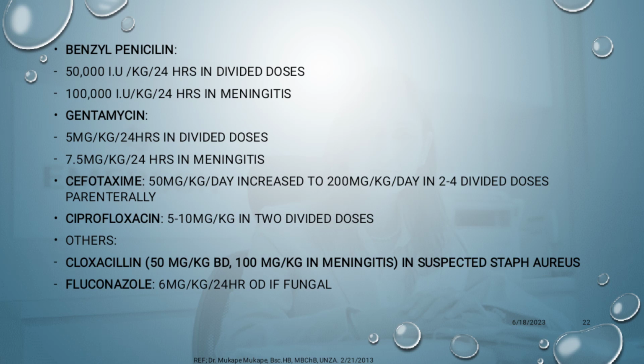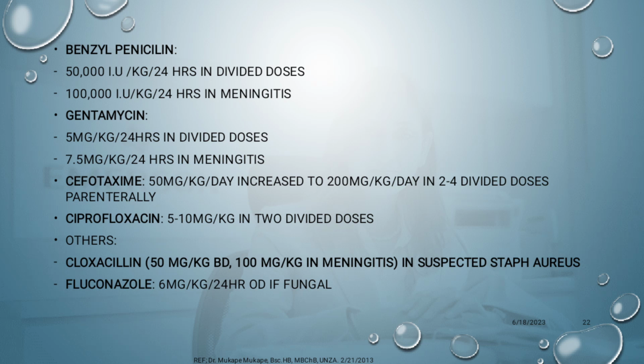For benzylpenicillin, which is X-pen, you can use 50,000 international units per kg per 24 hours in divided doses, or 100,000 per kg in 24 hours in meningitis. Like I said, it depends on the hospital, because some even go for 8,000. Then gentamicin, you can use 5 milligrams per kg per 24 hours in divided doses, and 7.5 milligrams per kg per 24 hours in meningitis. Then cefotaxime 50 milligrams per kg per day, increased to 200 milligrams per kg per day in 2 to 4 divided doses perinatally.